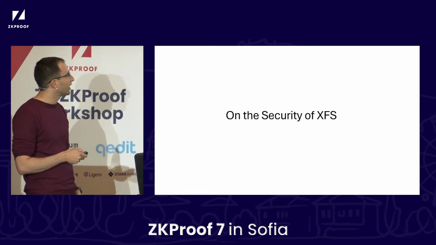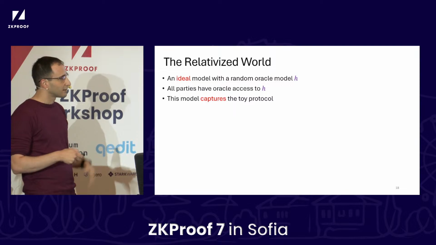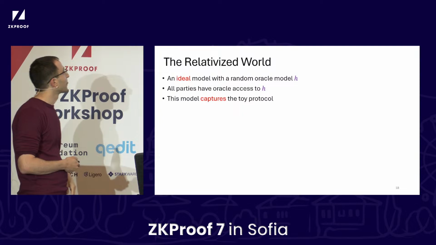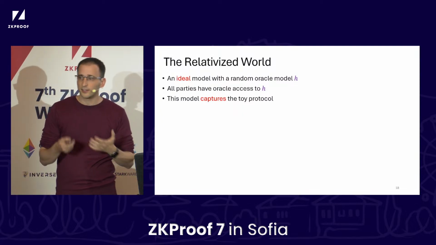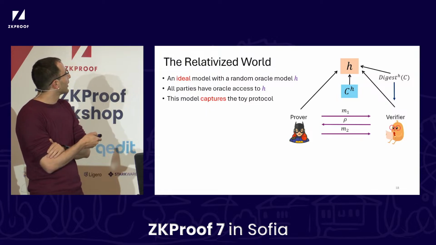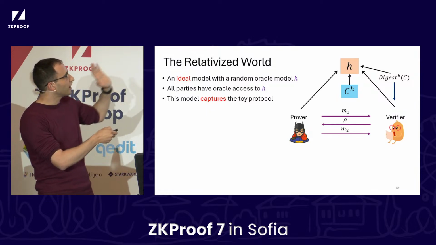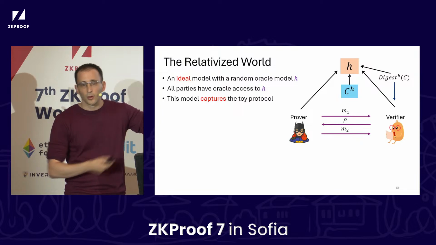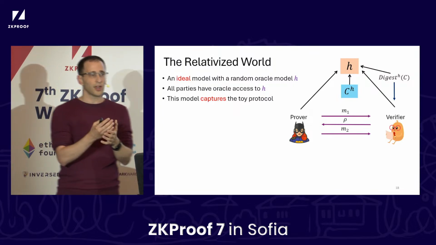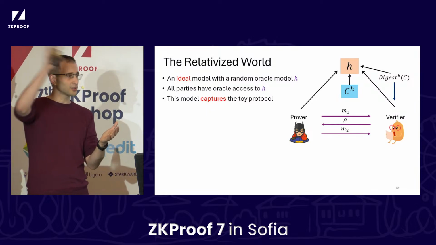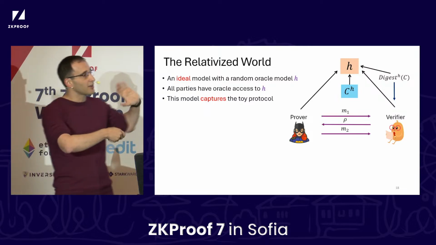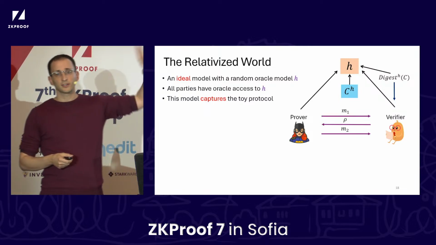Okay. I don't have much time, so I'm just going to end with one slide about what provable security we have. We define this idealized, relativized model where we have a random oracle H. As opposed to how people have proved Fiat-Shamir, where they assume we have some sigma protocol and then add a random oracle H, we're going to have this random oracle H, and all parties have oracle access to H.